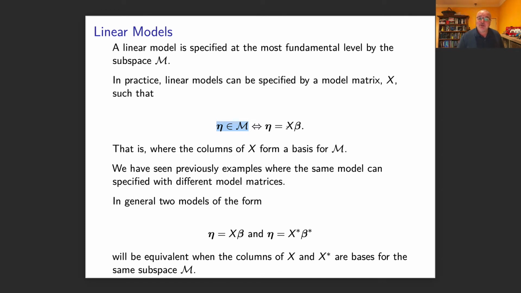Well, if eta equals X beta, then because the columns of X are linearly independent and beta is just a load of coefficients, the columns of X form a basis for M. So when we say that y equals X beta, we're saying that our eta lies in the subspace whose basis is the columns of X. The nice thing is that even if we change our parameterization, they are equivalent. Even though there are two ways of describing it with two different bases, the bases are for the same subspace. So they are equivalent when we look at reparameterization of factors.